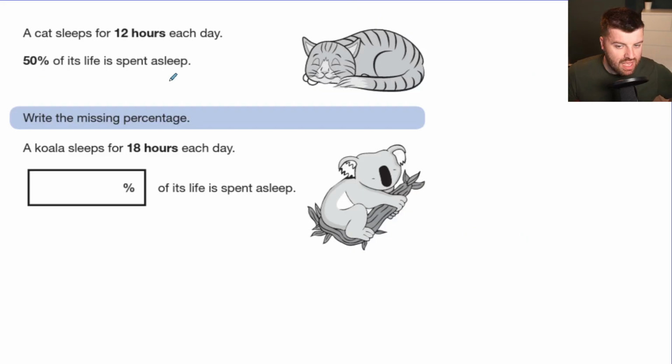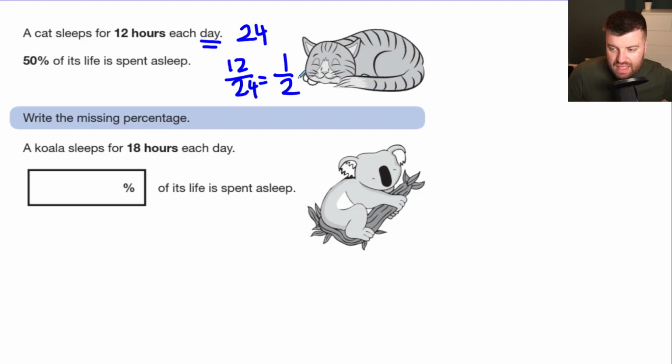Next question. A cat sleeps for 12 hours each day. 50% of its life is spent asleep. So this requires you to know that there are 24 hours in one day, because then you know 12 out of 24 is equivalent to 1/2, which you know, or you should know, so you need to learn this if you're not sure. 1/2 is the same as 50%.